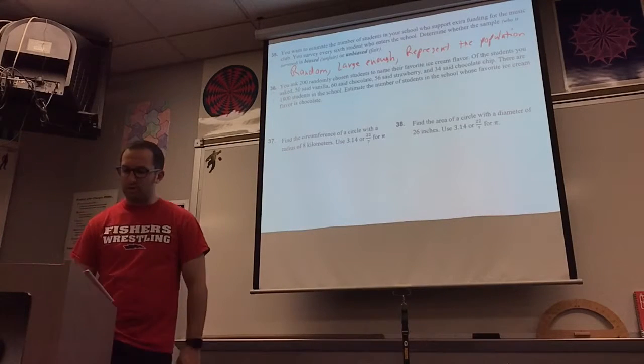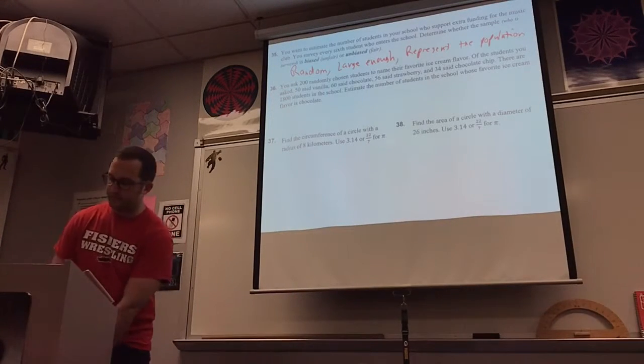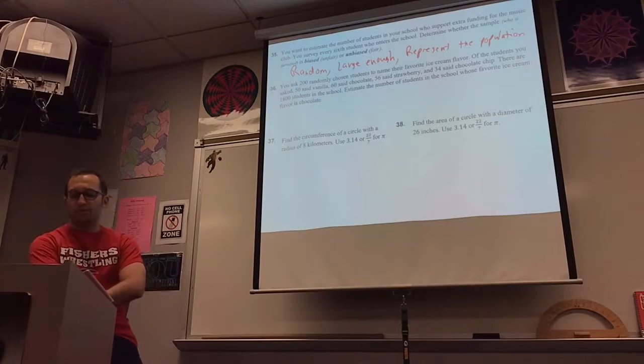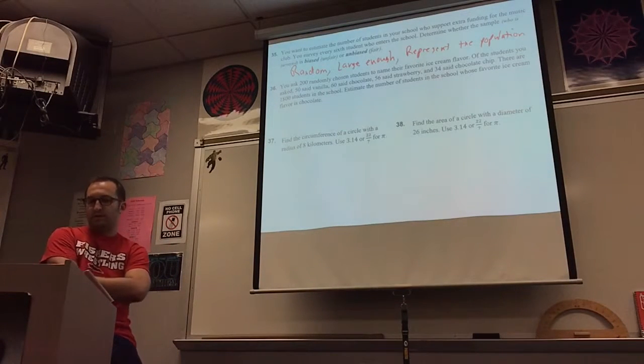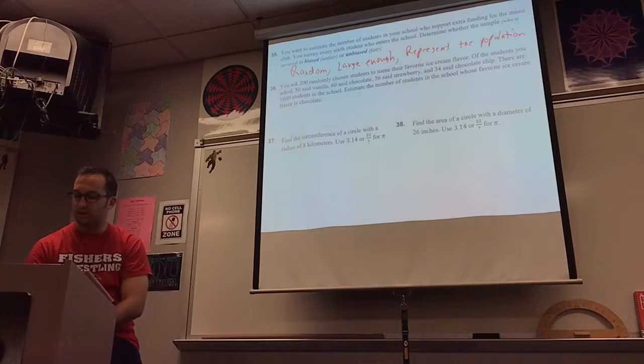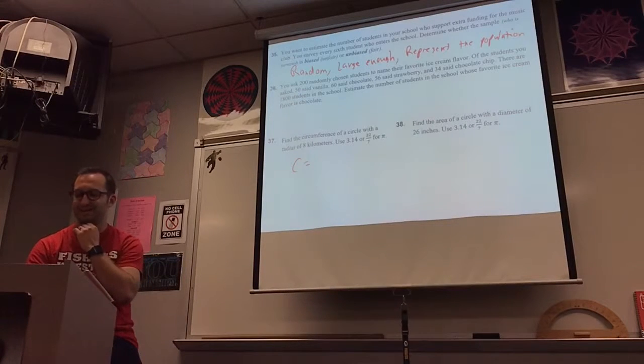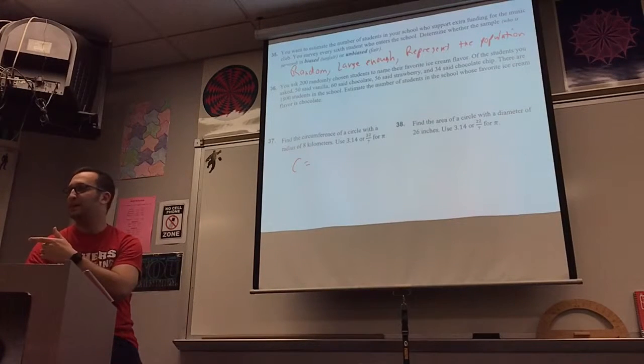I want you to do 36 on your own. Let's skip to number 37. Find the circumference of a circle with a radius of 8. Can you guys do that one on your own? Let's get it started. Ready? C equals what? Well, yeah, it equals circumference, but C equals what? Careful. I wouldn't use pi d, I would use 2 pi r. Why?